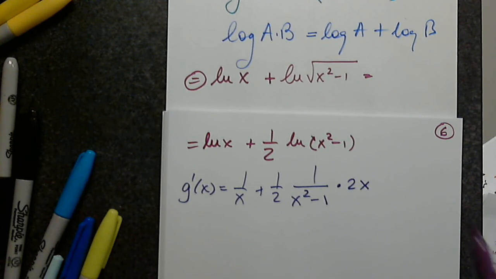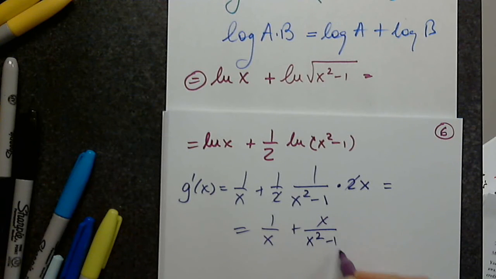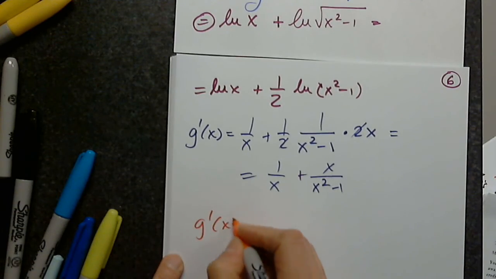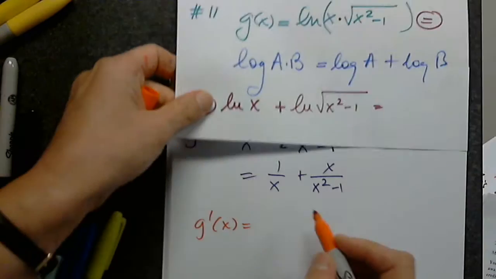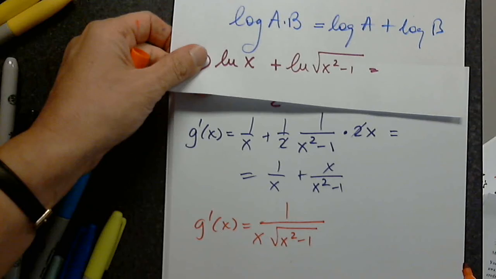I will simplify a little bit, and then I get 1 divided by x plus x divided by x squared minus 1. And let's say we leave it as is. Would you like to see the other way? Sure. Yes? Okay, well, g prime of x is natural log of a function, which will be 1 over x, the square root of x squared minus 1.